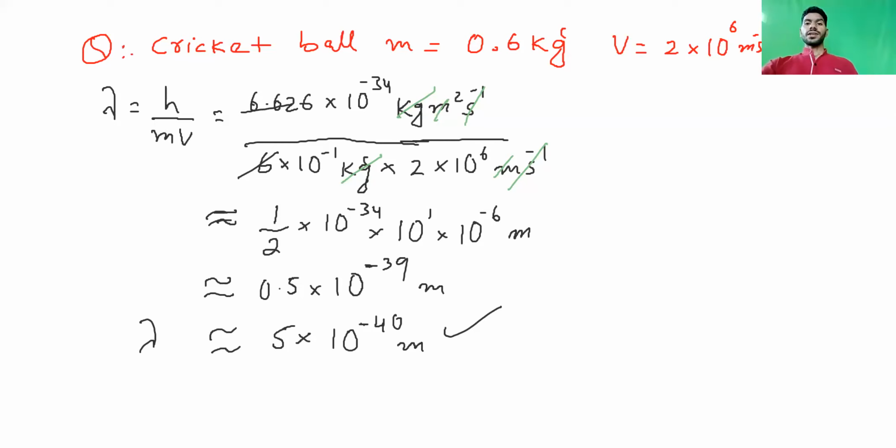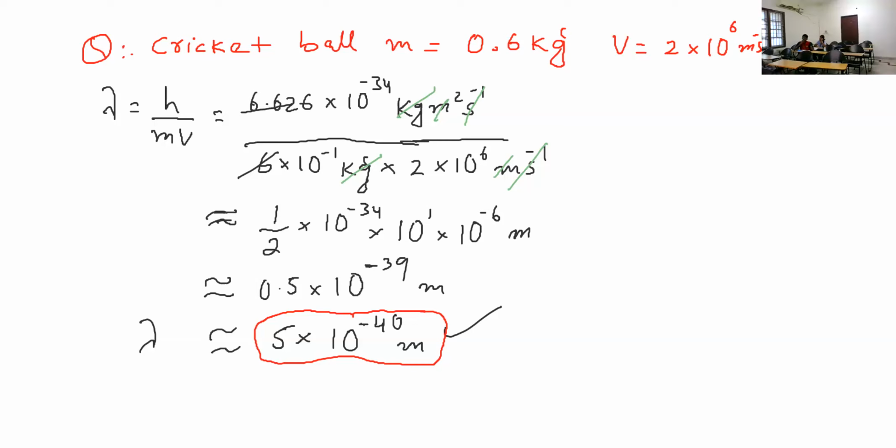Okay, now this is very important. Have you noted down this wavelength? How much is this? Is it a very big value or a very small value? It is 5 into 10 to the power minus 40. Is it a bigger value or a smaller value? I'm just saying that this wavelength, that is 5 into 10 to the power minus 40, is this wavelength bigger or very small?